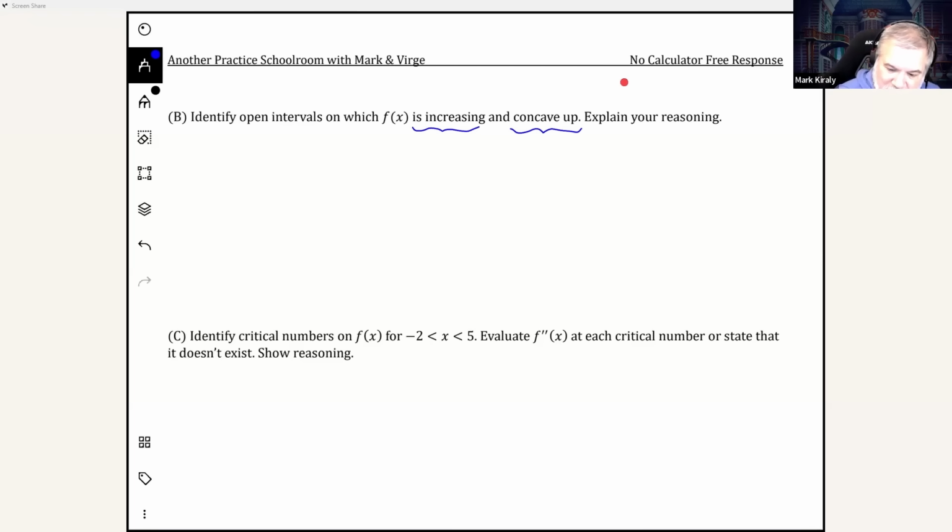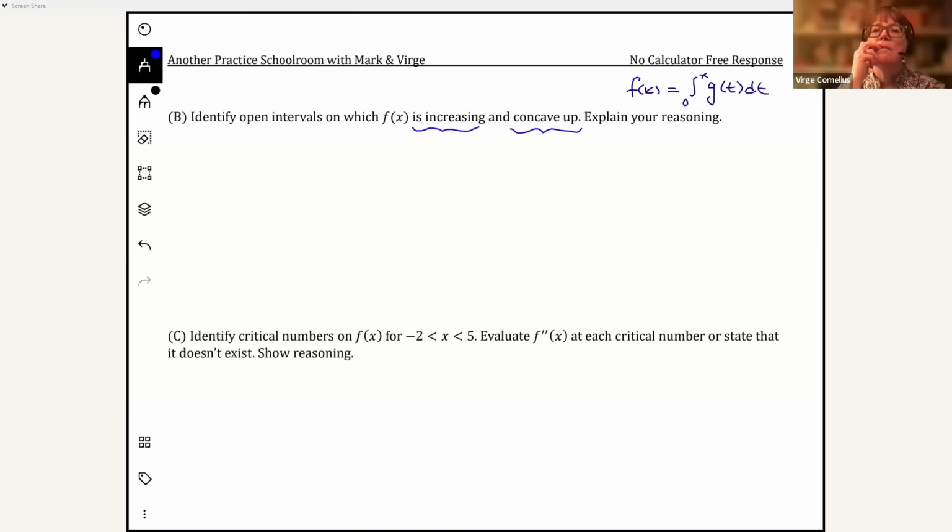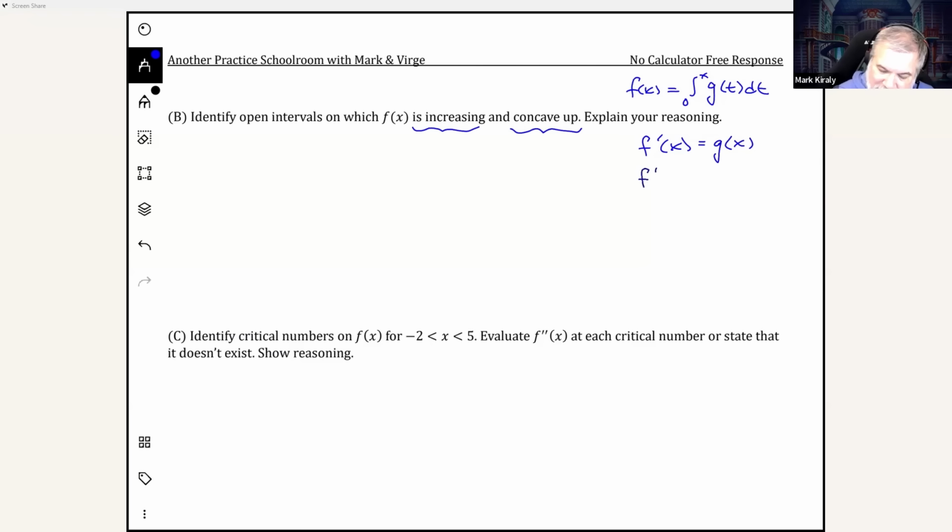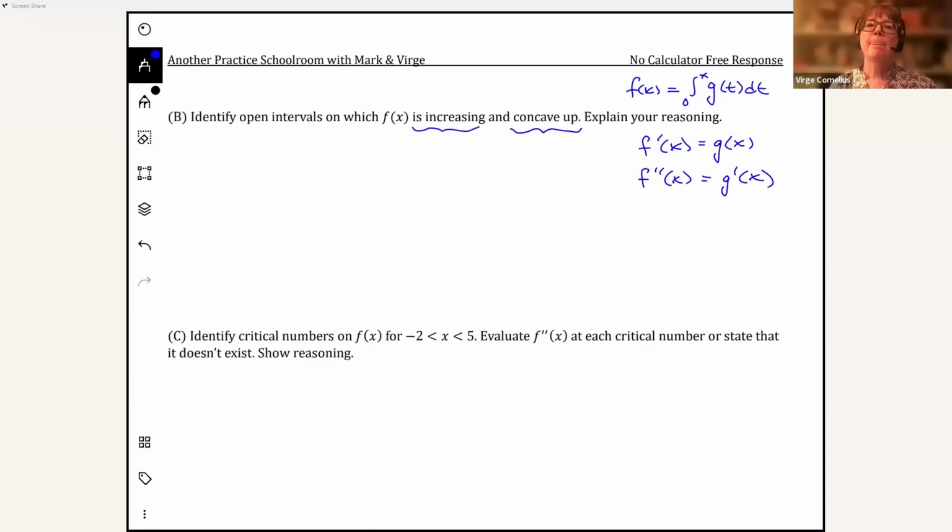We have this relationship that f of x is the integral from 0 to x of g of t dt. And so f prime of x, well, this is the other side of the fundamental theorem. We used the integral part for part A. This is the derivative part. The derivative of the integral of that would be g of x. And the second derivative of f then is the first derivative of g. So which of those is going to tell me something about where f is increasing? f prime has to be positive for f to be increasing.